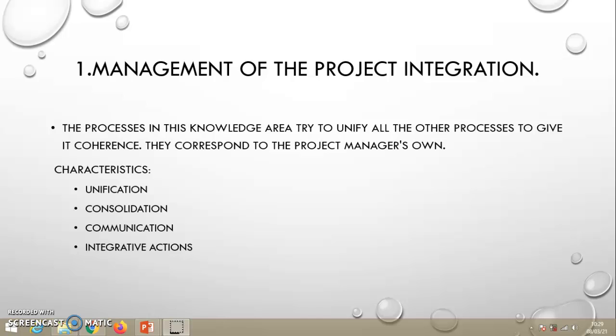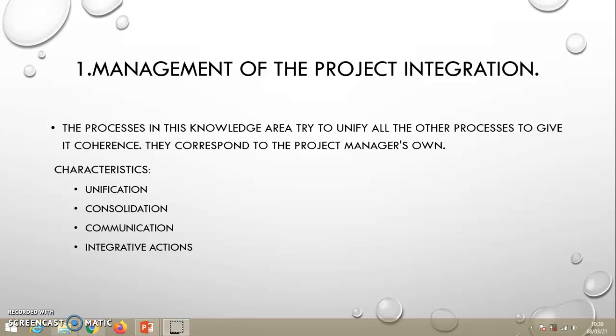1. Project integration management. These processes try to unify all the other processes to give coherence. They correspond to the project manager's own responsibilities.